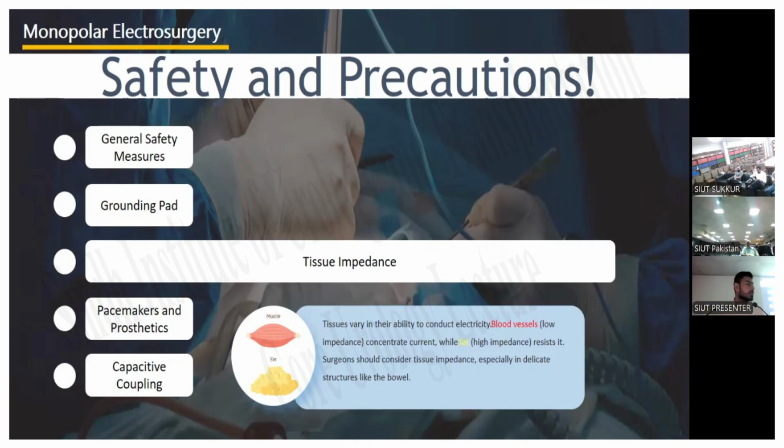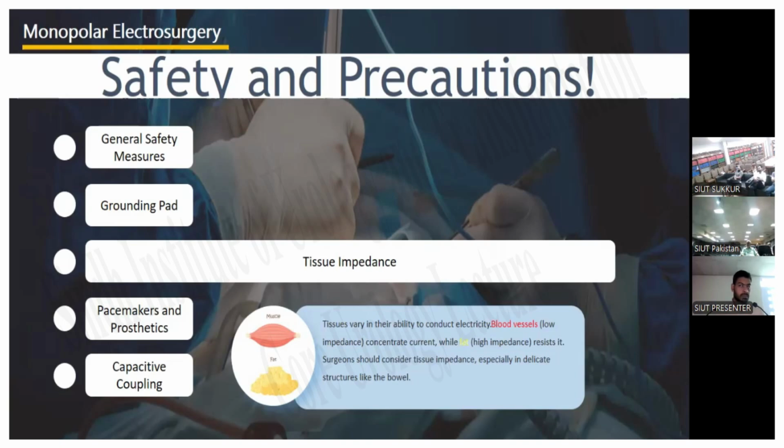Basically, the current flows along the pathway of the lowest resistance, right? So whenever you are burning or coagulating in an area like the bowel, the current would follow the path of lowest resistance, and that would be the blood vessels present there. Since the bowel is very sensitive to its blood supply, the current would travel preferentially through its vessels in the mesentery, and it would coagulate or damage those vessels. As a result, the bowel can be damaged because its vessels are damaged.